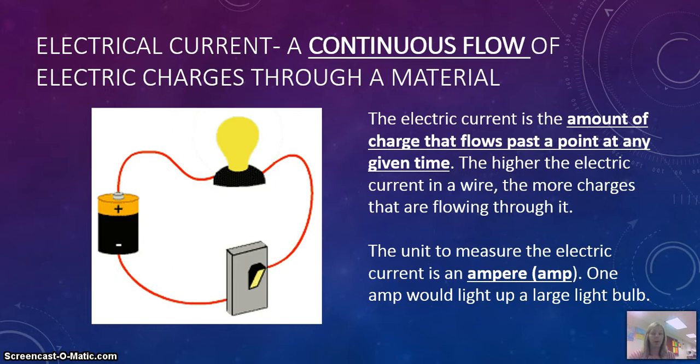Remember that you can always pause and go back. We're going to be looking at three different measurements today, and that's going to be electrical current, voltage, and resistance. These notes are going to be about electrical current, and that means a continuous flow of electric charges through a material. So again, electric current is a continuous flow of electric charges through a material. And we measure this in amperes, or amps is the abbreviation.